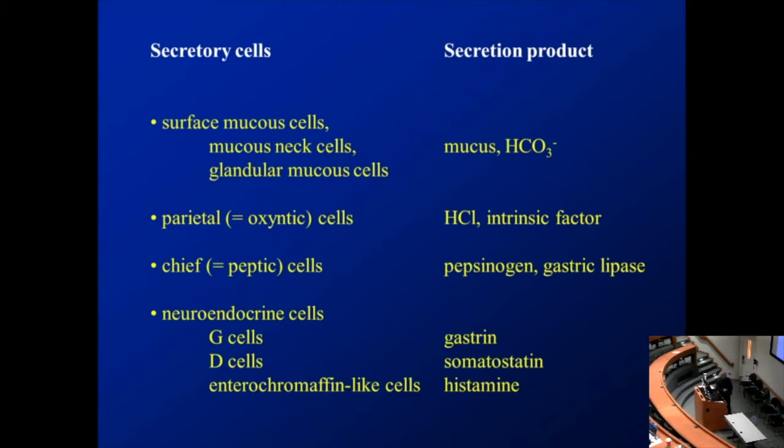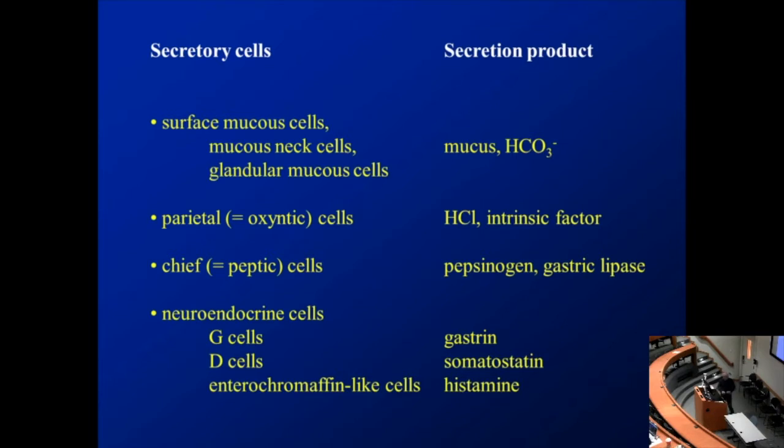The chief cells, on the other hand, are those that produce digestive enzymes, the pepsinogen and the gastric lipase. So now we already have two different sources of lipases that are acting in the stomach: the lingual lipase that we are swallowing, and the gastric lipase that is generated and released in the stomach itself by the so-called chief cells.